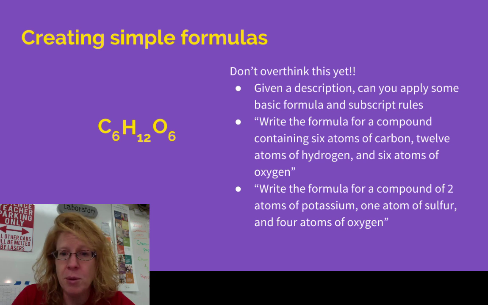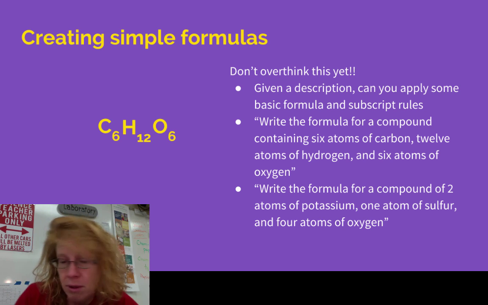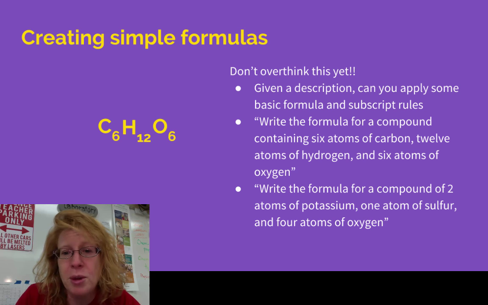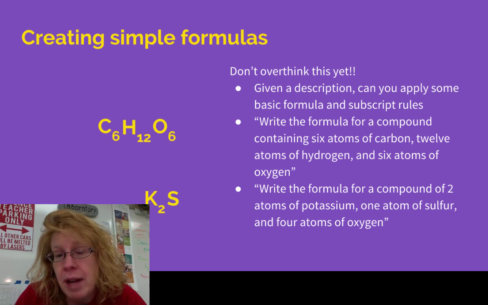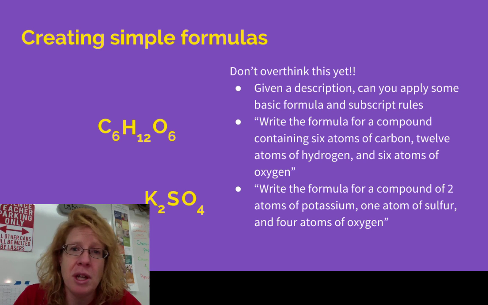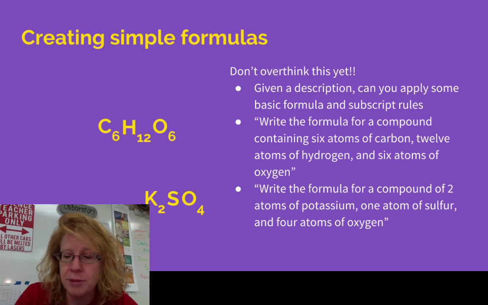So if you want to, for practice, you can hit pause and try to do the one at the bottom about potassium, sulfur, and oxygen. If not, I'm going to go through it right now. So hit pause. Yes, no? No? Anyway. So here's the formula. 2 atoms of potassium would be K2. 1 atom of sulfur would just be the letter S. And then 4 atoms of oxygen, an O with a 4 after it. So simple formulas at this point in time, just can you go the other direction?